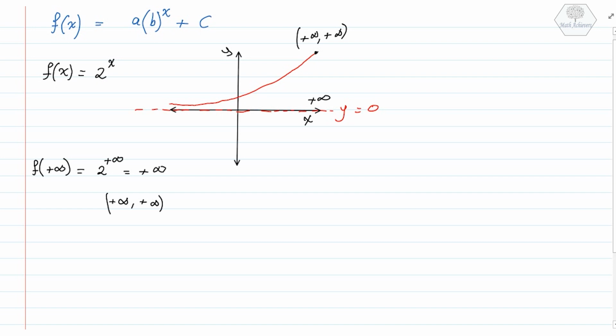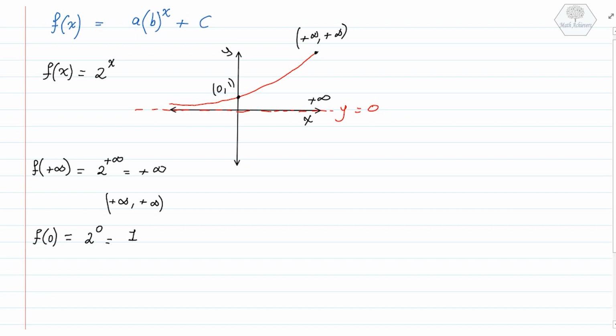If we want to check, I'm having here an intersection at the y-axis. The intersection at the y-axis means that I'm having an x value of 0. So let's check f of 0. f of 0 is equal to 2 to the power of 0, which is equal to 1. So this point is 0 with 1.